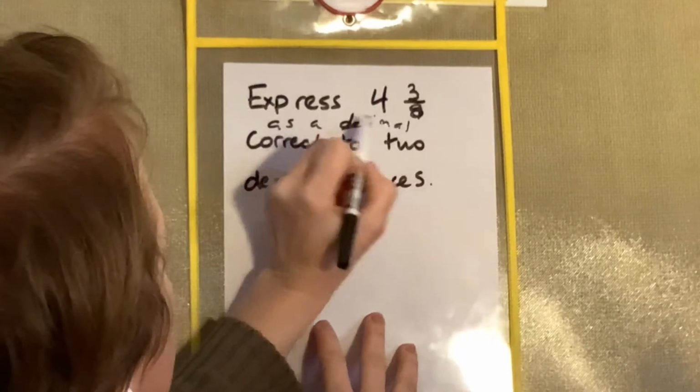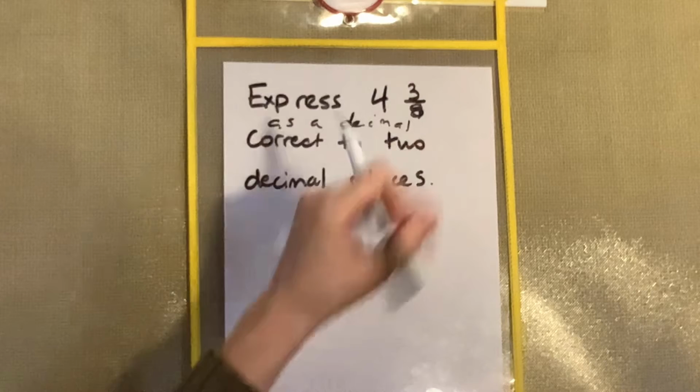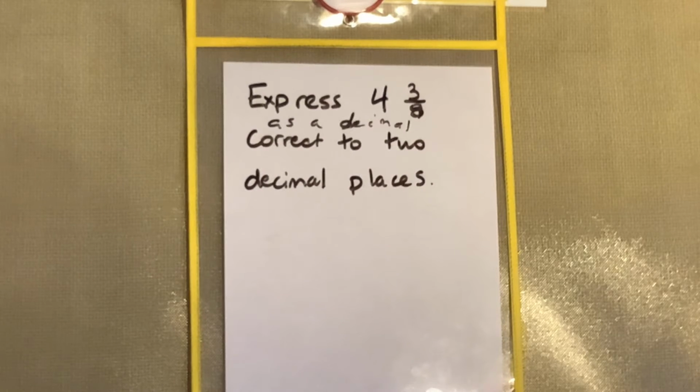So remember, if we're expressing something correct to 2 decimal places, that means we need to do our division out to the 3rd decimal place and then round. We had been working on this earlier, so it's going to be continuing with that same skill. So go ahead, pause, express this mixed number as a decimal correct to 2 decimal places, then come on back and see how you did.